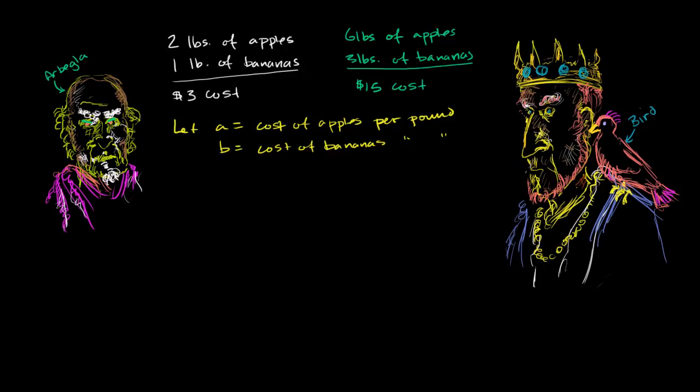So how could we interpret this first information right over here? 2 pounds of apples and a pound of bananas cost $3. Well, how much are the apples going to cost? It's going to be 2 pounds times the cost per pound, times A. That's going to be the total cost of the apples in this scenario. And what's the total cost of the bananas? Well, it's 1 pound times the cost per pound, so you're just going to have B. That's the total cost of the bananas because we know we bought 1 pound. So the total cost of the apples and bananas is going to be 2A plus B. And we know what that total cost is. It is $3.